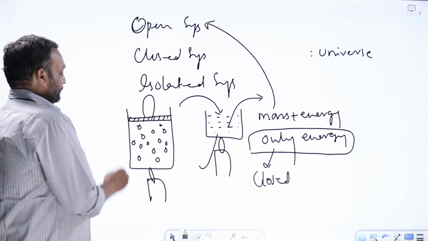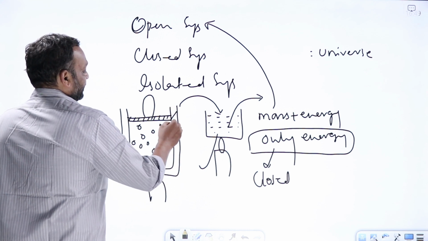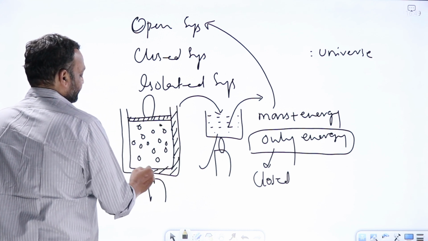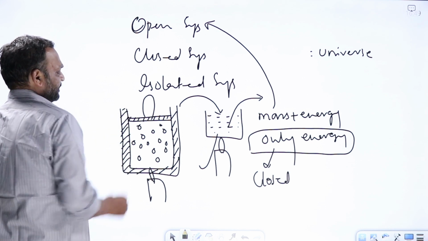Now suppose you take a vessel which has insulated walls, made of something like wood or thermocol.